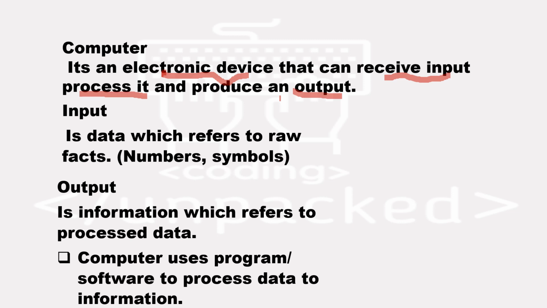Then a computer uses a program or software to process data into information. What helps the computer to receive the input, process it, and produce the output is the software, which is also called the program. So it's key to remember that what helps the computer to process the data is something called a software or a program, right?